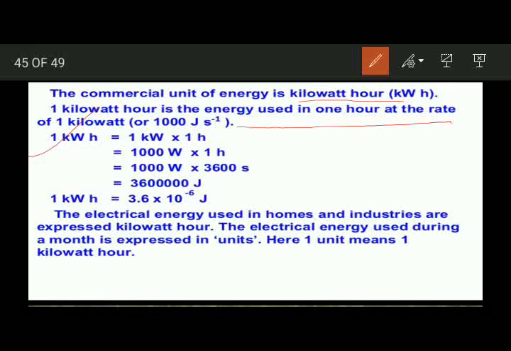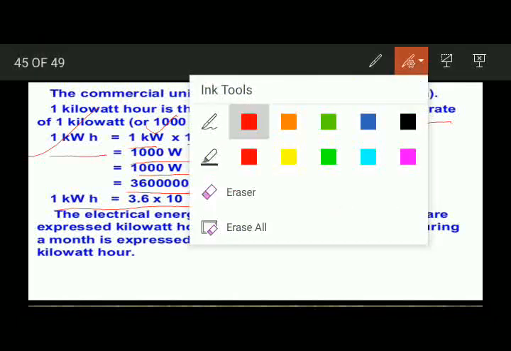Let us convert this 1 kilowatt hour into joules. How will we convert? 1 kilowatt hour equals 1 kilowatt into 1 hour. 1 kilowatt means 1000 watt and 1 hour means 3600 seconds. So 1000 watt into 3600 becomes 36 lakh, or 1 kilowatt hour equals 3.6 into 10 raised to power 6 joules.